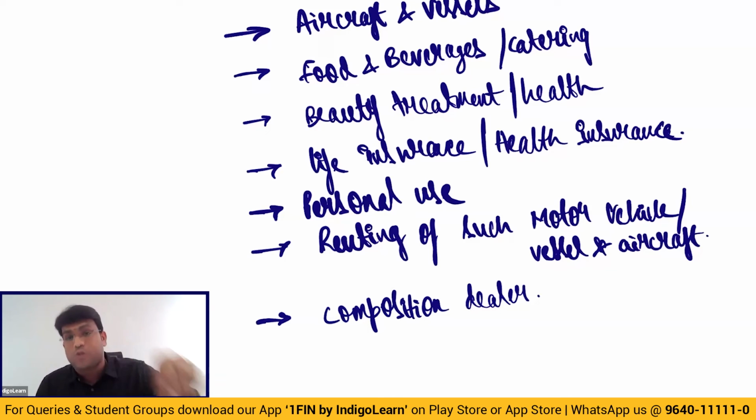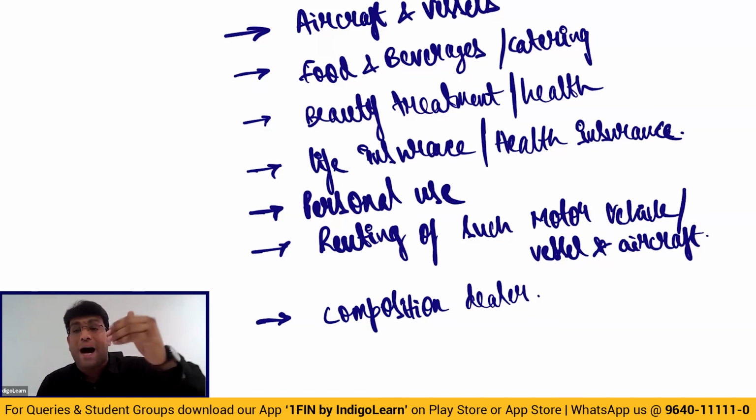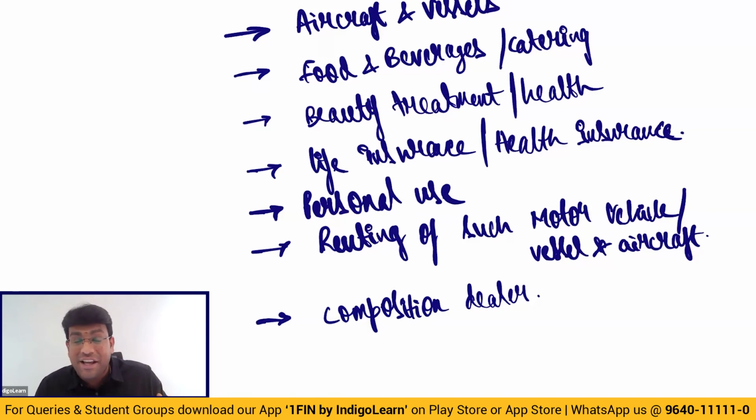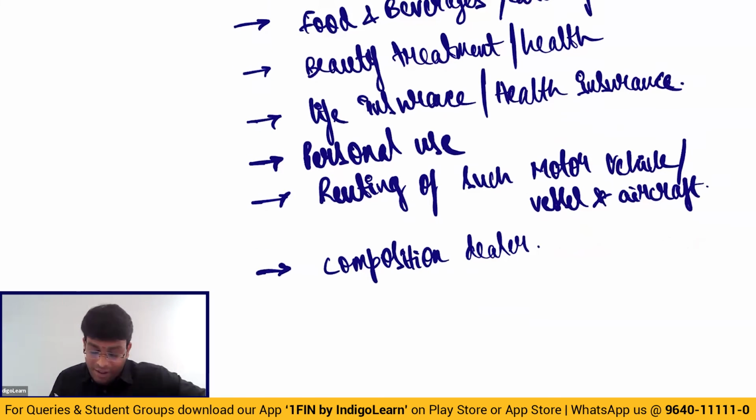Composition persons are those persons who cannot take input tax credit and cannot pass on input tax credit. They can never claim credit, they can never pass on the credit. Because first of all, they are paying tax at a very small percentage, which they have to pay from their own pocket. They cannot claim credit at all. Clear, my dear friends? Next point.